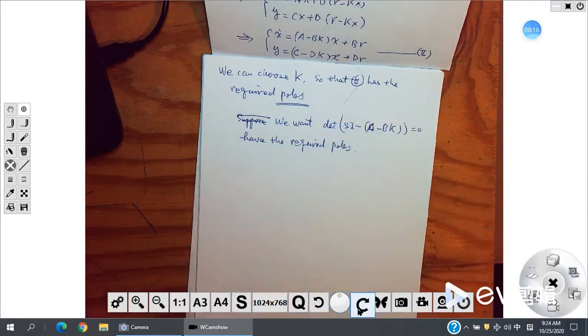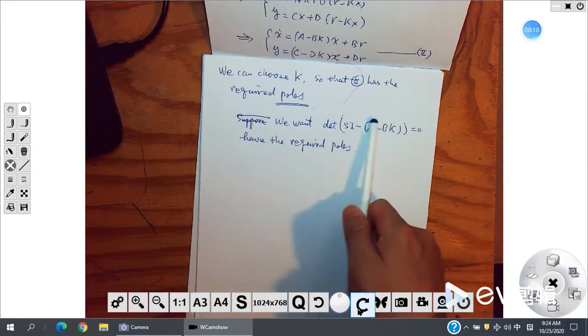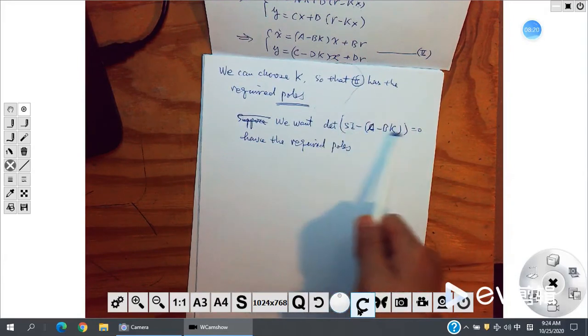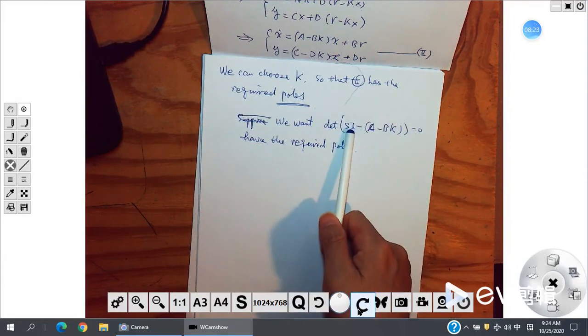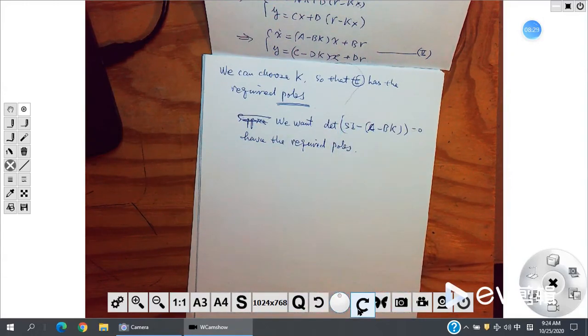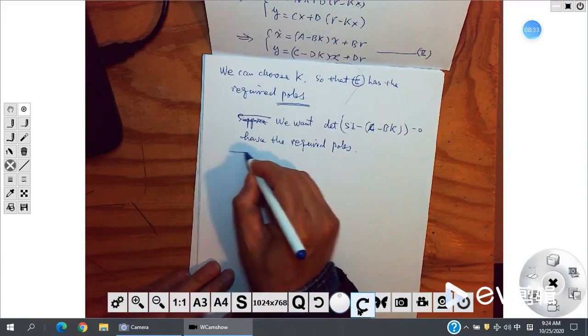We find the poles by solving this equation. We have S unknown, right? We try to solve it, and you can find the S. Those S are the required poles. Now, how to do it?